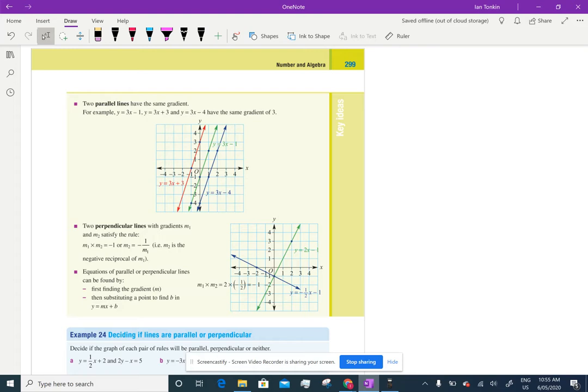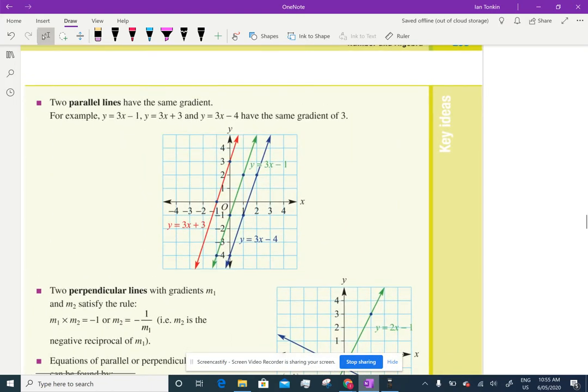We know that doesn't exist in our universe because we live in a spherical universe and lines will always meet in that case. But nonetheless, in Euclidean geometry, two lines do not meet. They have the same gradient. So if two lines are parallel, they have the same gradient.